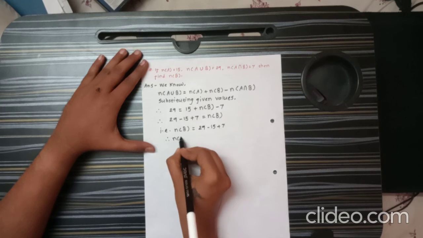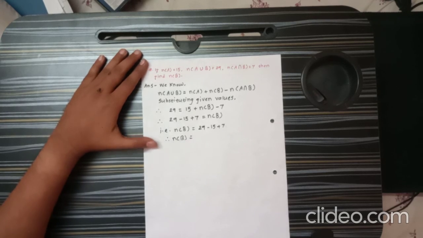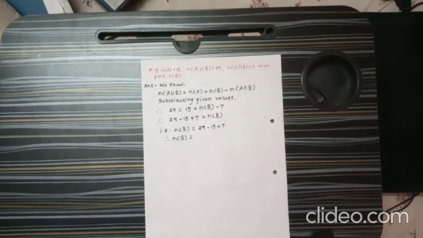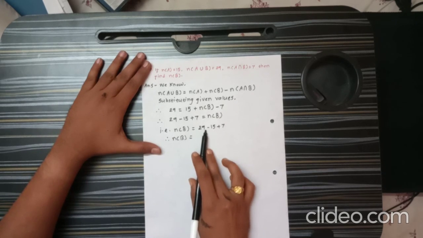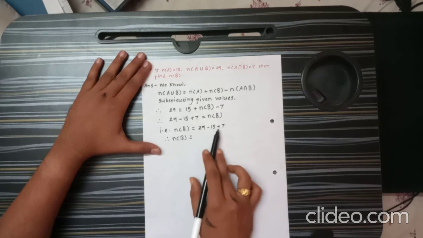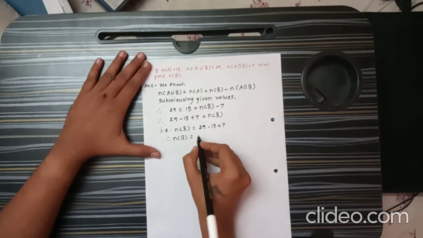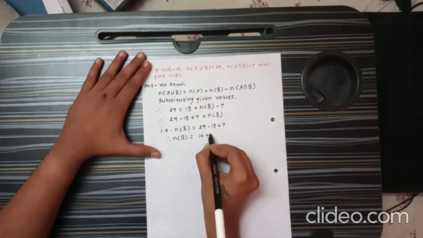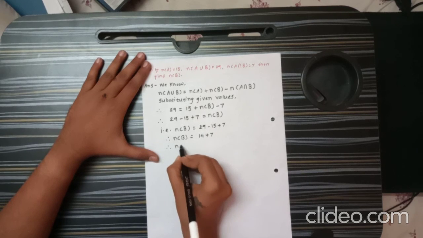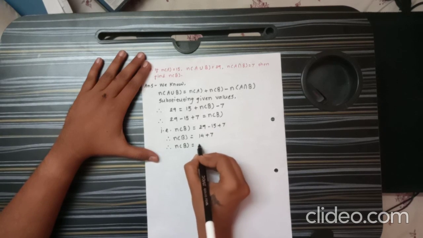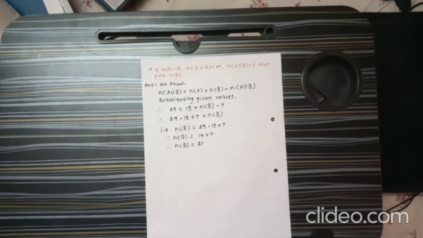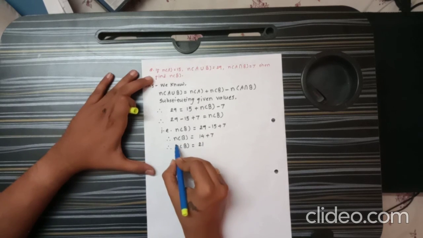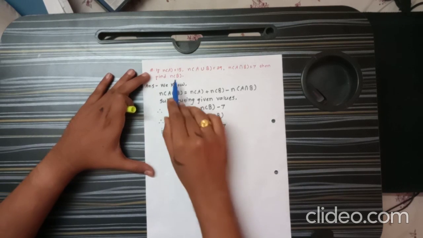Therefore n(B) equal to, now 29 minus 15, this we need to solve. Its answer comes out to be 14 and in that 14 we need to add 7, so our answer will be 21. But step by step I am writing 14 plus 7. Therefore n(B) is equal to 21, and this is the required value of n(B) which was asked to find in the question itself.